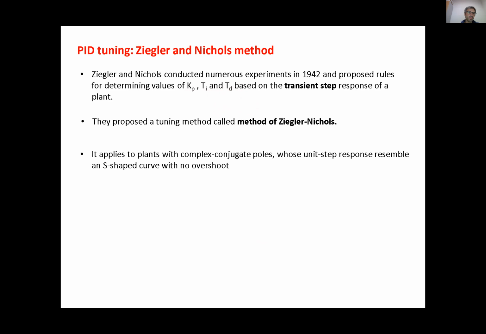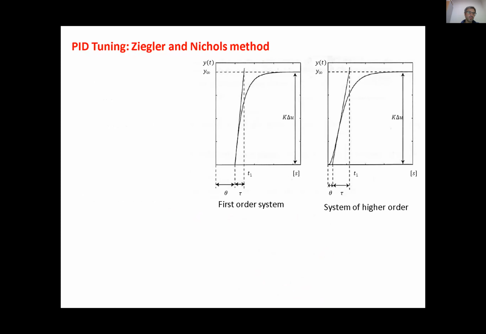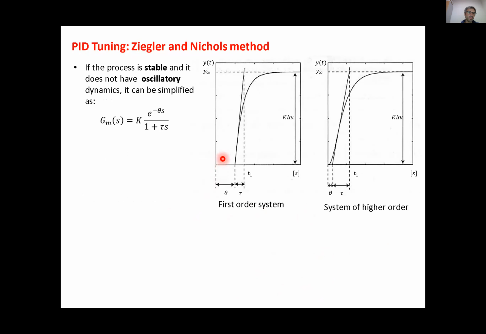And it might apply to plants with complex conjugate poles, but also first order systems that have a response without overshoot. This response should be characterized by two constants that we call delay time theta and time constant tau. To determine these constants, we draw a tangent line at the inflection point of the curve. We will see in the next slide what this means. The process, of course, should be stable by itself, should not diverge.